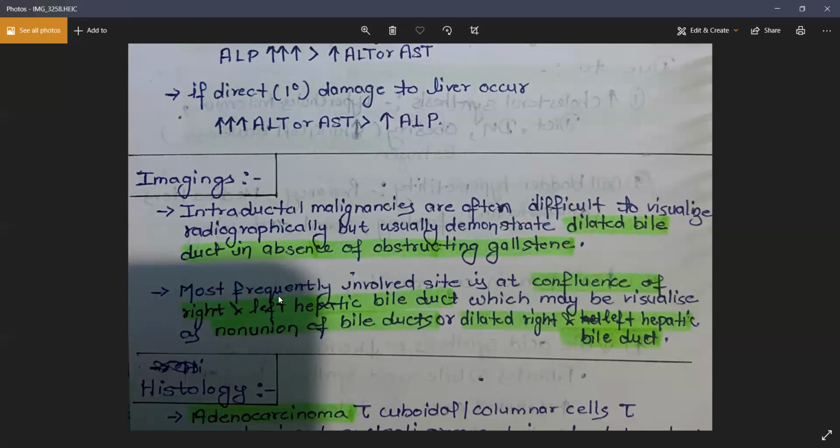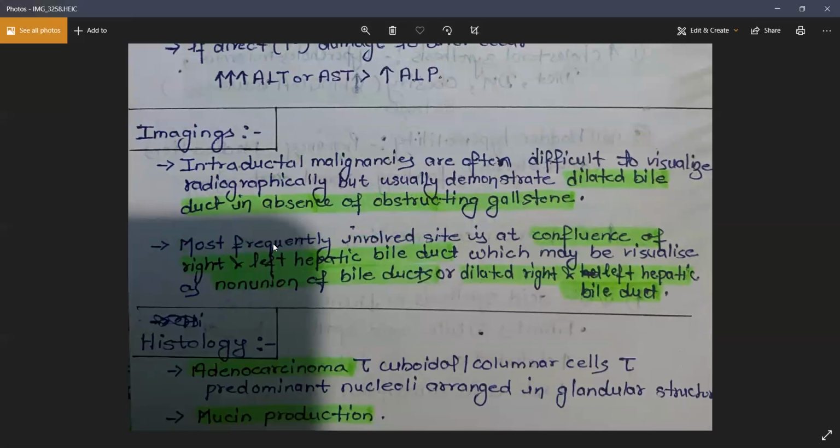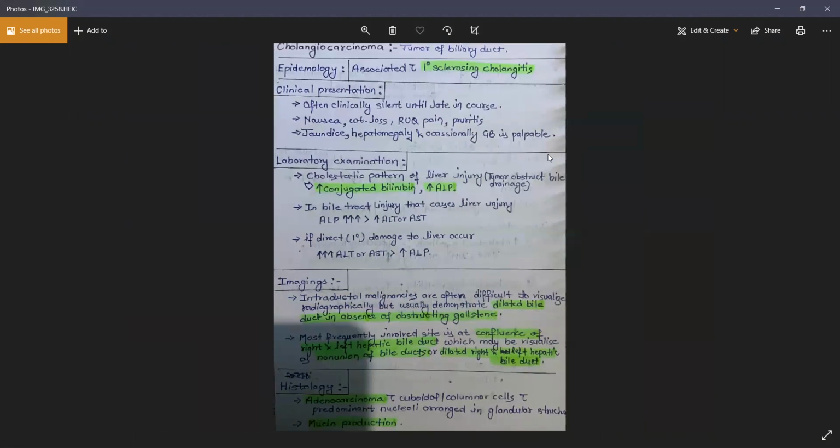The most important thing that you can do to diagnose a cancer is the histology, of course. You will take the biopsy of the specimen. On the biopsy, you will see columnar cells, because the bile ducts are made up of columnar cells. Adenocarcinoma would be there, and mucin production is there. So mucin production, columnar cells, adenocarcinoma, right? This is all about cholangiocarcinoma. Is that okay?